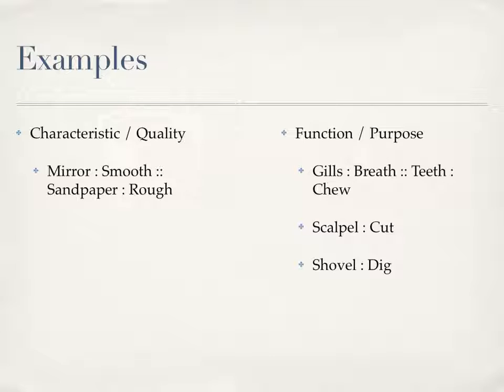Characteristic or quality, for instance, a mirror is to smooth as sandpaper is to rough. So for instance, smooth is the quality of the mirror and rough is the quality of the sandpaper. We then move on to function or purpose. So for instance, gills are to breathe as teeth are to chew. Scalpel is to cut, shovel is to dig.